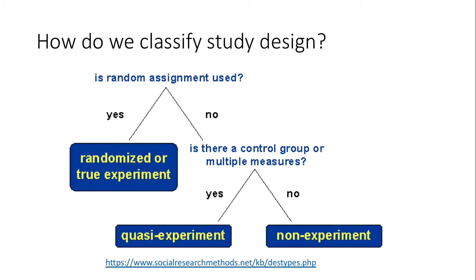How do we classify study designs? First question you can ask is, is random assignment used? If yes, then it's probably some sort of randomized controlled trial or a true experiment. If not, then you have to ask, is there a control group or multiple measures? If yes, then it may be what's considered a quasi-experimental design, which just means it's sort of like a true experiment, but it lacks one or more of the controls or characteristics of a randomized controlled trial or a true experiment. If not, then it's a non-experimental design.